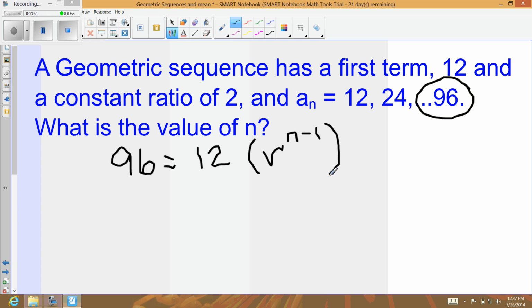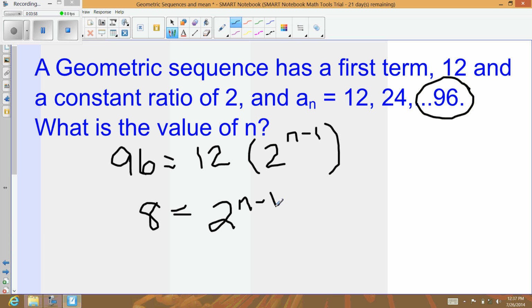All right, now that common ratio, I'm going to change it to the number 2 because we know it. It was given to us. All right, now you need to figure it out. Think about what you know. You want to divide by 12. Get the n by itself. So I'm dividing both sides by 12, and I get 96 divided by 12, which is 8. On this side, the 12 reduces down to 1, and we're left with 2 to the n minus 1.